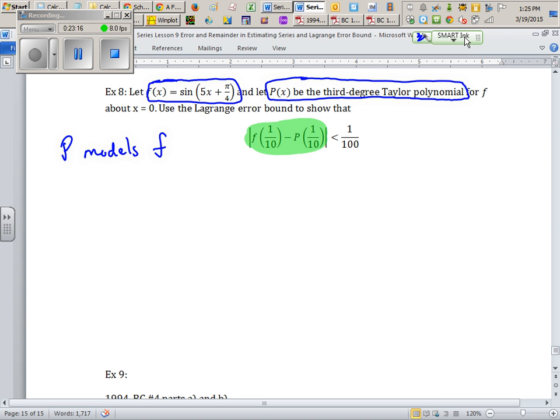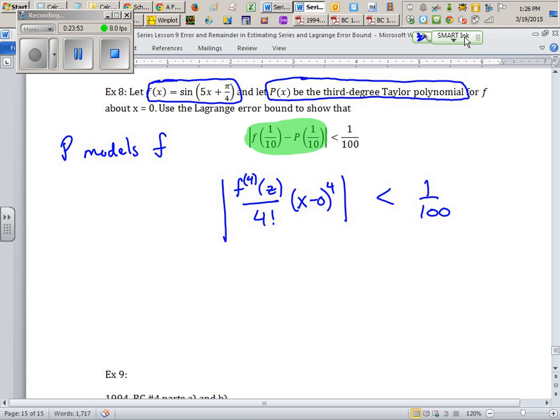To say that the difference between the function at 1/10 and the Taylor polynomial at 1/10 is no more than 1/100 is the same thing as saying max error is 1/100. Okay? So what you see right there is just this: the fourth derivative at z over 4 factorial times x minus 0 to the fourth is less than 1/100. This is what it's saying. The error is less than 1/100.